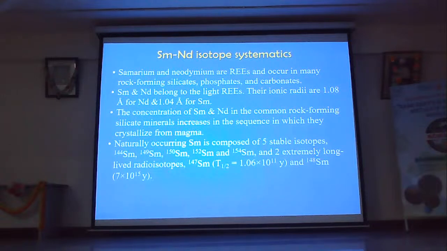However, it has 2 radioisotopes, or radioactive isotopes. They are extremely long lived. Samarium-147 has a half-life of 106 billion years. So you can imagine, Earth is only 4.56 billion years. This is almost like 23 times the age of the Earth.